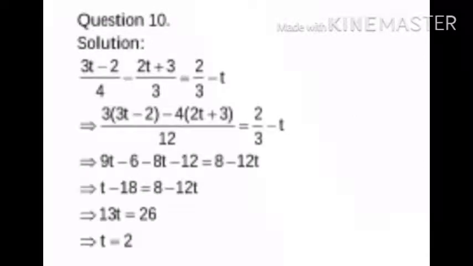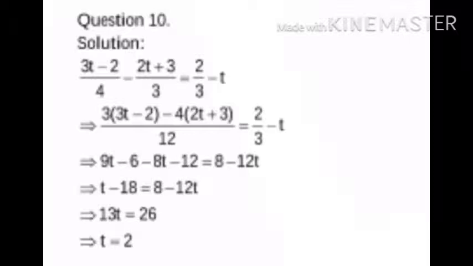The question is (3t minus 2)/4 minus (2t plus 3)/3, which is equal to 2/(3 minus t). Now it becomes, by taking the LCM, 3(3t minus 2) minus 4(2t plus 3) upon 12, which is equal to 2/(3 minus t), which implies 9t minus 6 minus 8t minus 12 is equal to 8 minus 12t.